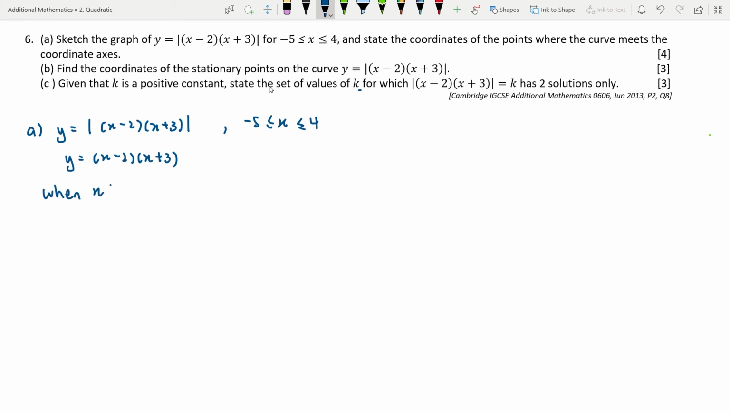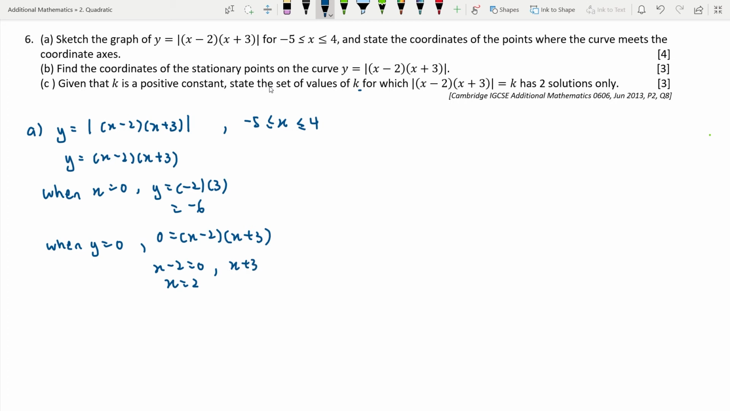When x is equal to 0, y is equal to -2 multiplied with 3, which is -6. When y is equal to 0, 0 is equal to x minus 2, x plus 3. x minus 2 is equal to 0, x is equal to 2, or x plus 3 is equal to 0, x is equal to -3. The range of x is not to infinity, hence we need to find the coordinates for the smallest x and the greatest x as well.